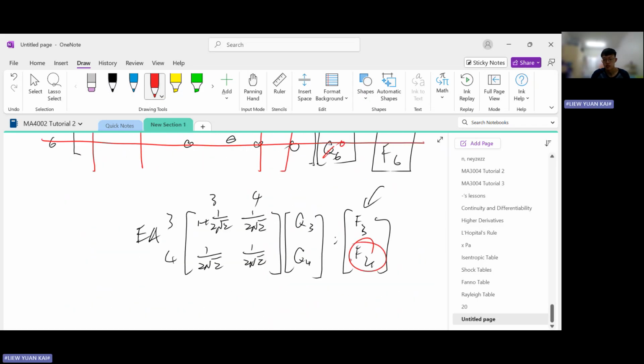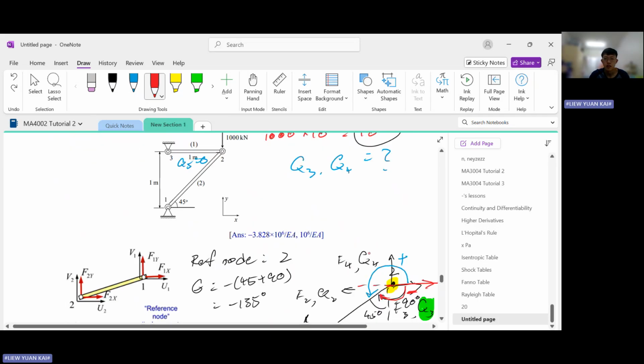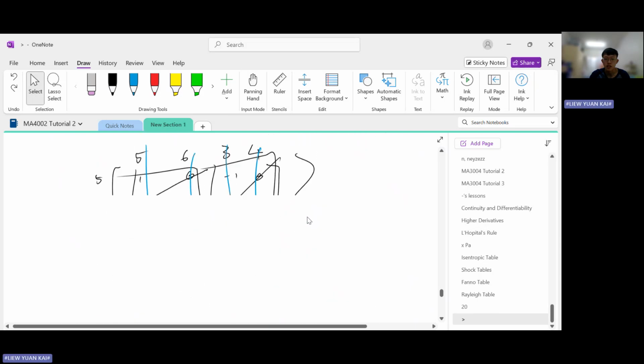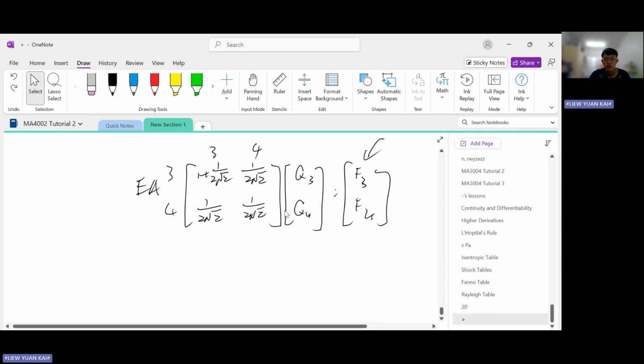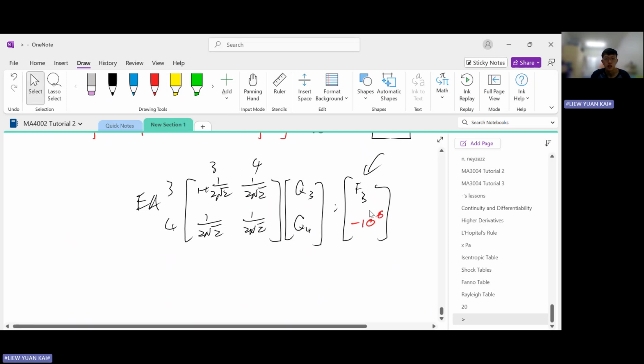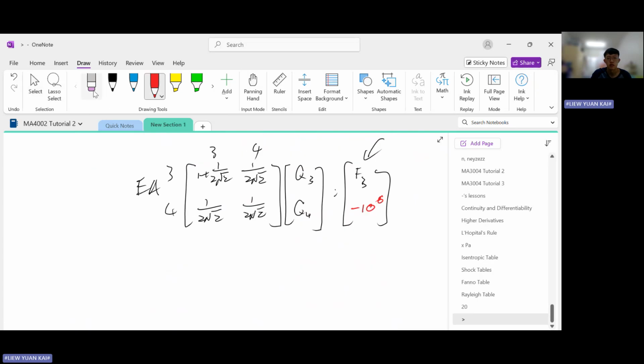F4 is the vertical force acting on node 2, right? So you replace F4 with negative 10 to the 6. Let me go back down here. Here you replace it with negative 10 to the 6. The negative indicates downwards. Okay? Negative indicates downwards. Then F3 is just 0 because there's no horizontal force acting on F3.